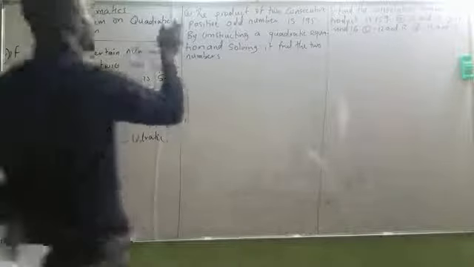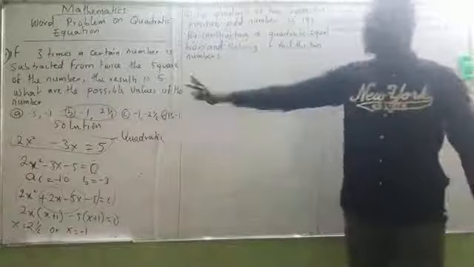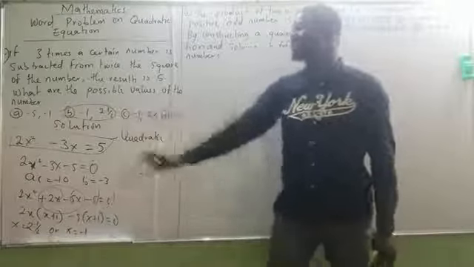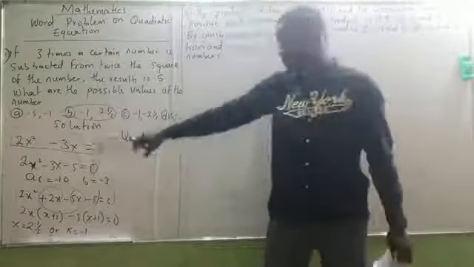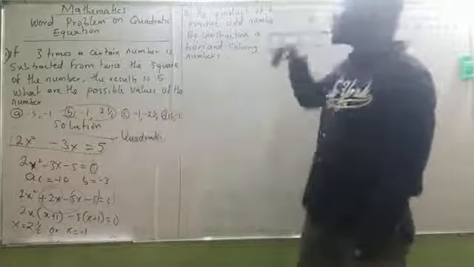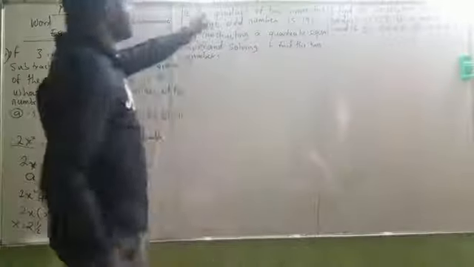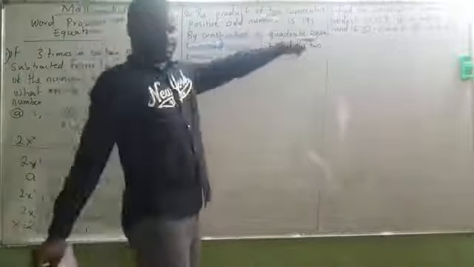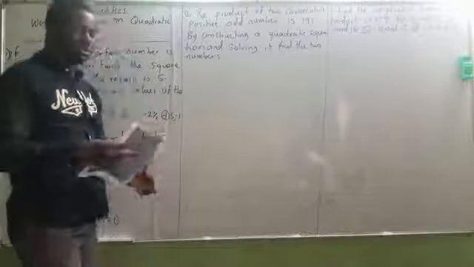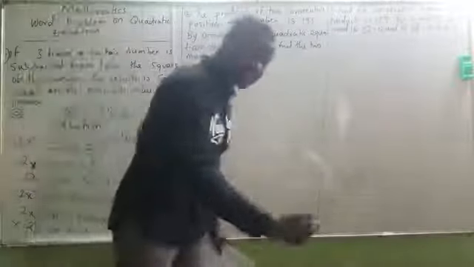Now let's see this one. What I'm after here is the word problem part. I think you can see how it's being translated to a word problem. Now let's see this number. The product of two consecutive numbers: when you talk about consecutive numbers, it means it moves one after the other.